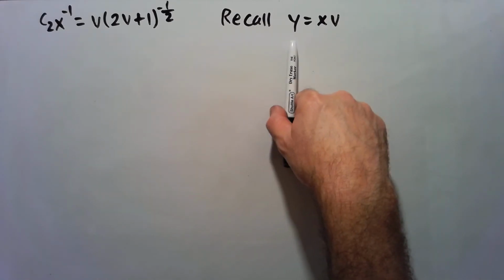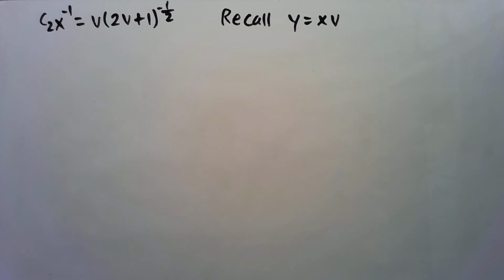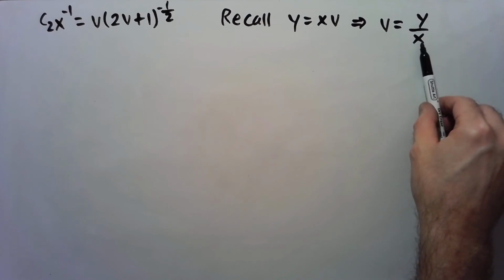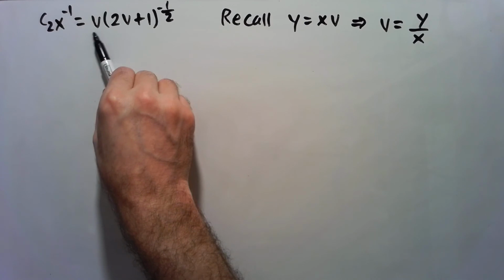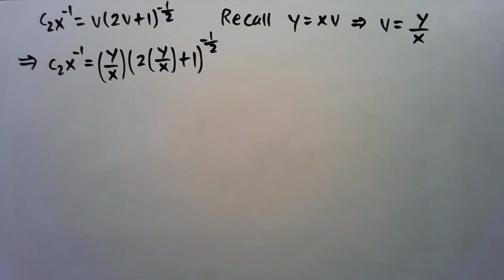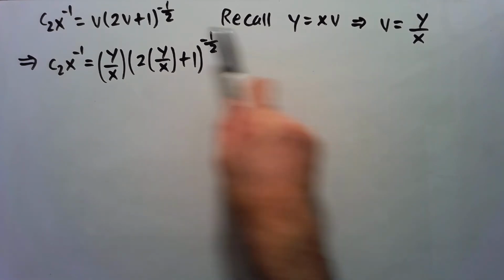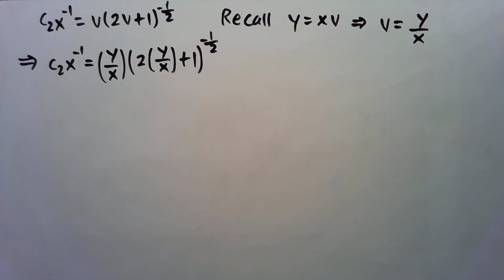And recall that y equals x over v. So in particular, we could solve for v in terms of x and y. Dividing both sides by x, we get v equals y over x now. So we can put the y over x in place of v here and here. So we get this then, making the substitutions for v. So y over x here, y over x here. Let's multiply both sides by x now.